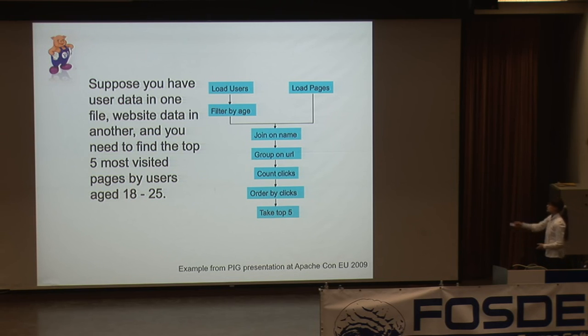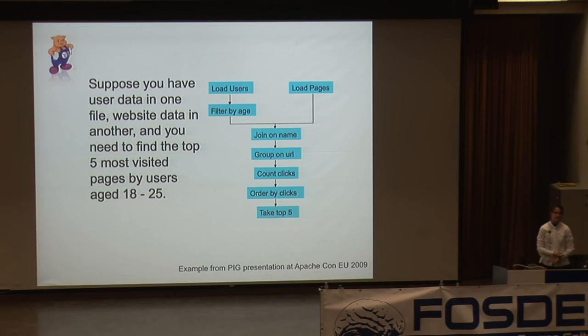So you need something to load your users, load pages. You need something to filter users by age. You want to join both on name. You want to group on the URL visited. You want to count the clicks on each URL. You want to order by click amount, and you want to take the top 5.